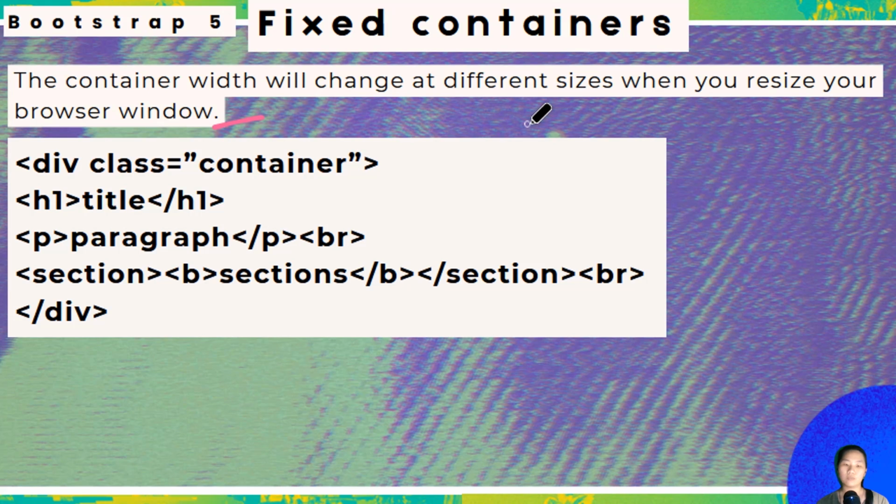The browser width will change at different sizes when you resize your browser window. That's the responsive part. Here I have a div with class container, and within this div I have heading 1, title, and then I have a paragraph with section and the bold tag.